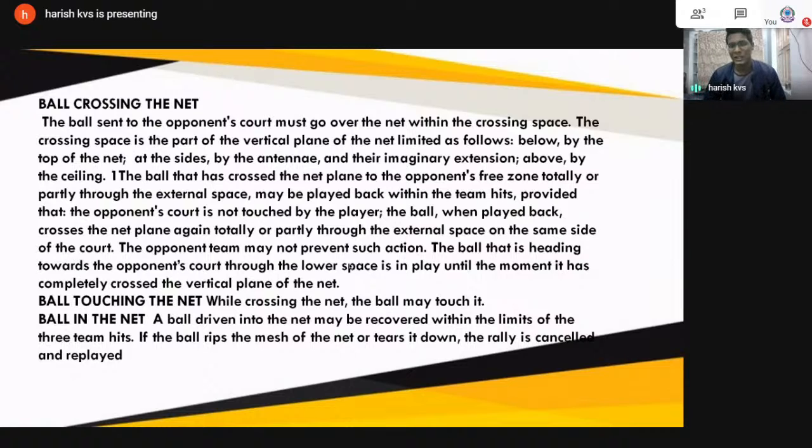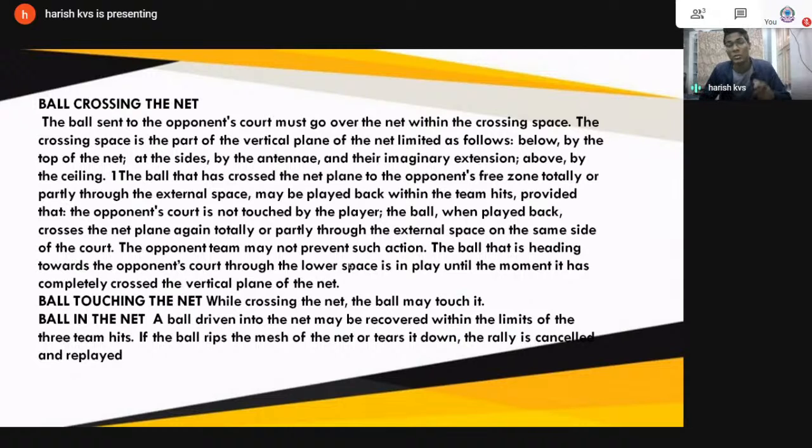Ball touching the net. While crossing the net, the ball may touch it. This is one more point one needs to observe. There is a false notion going around in volleyball. It's a dilemma for most people whether, if the ball touches the net, it is called a fault or not. No, even during a serve or during a rally, if a ball touches the net and falls on the other side of the court, it shall be called a legal pass by a team or a player.